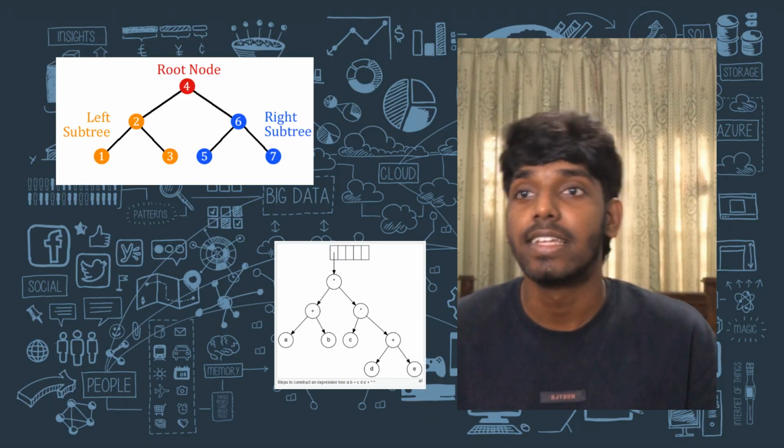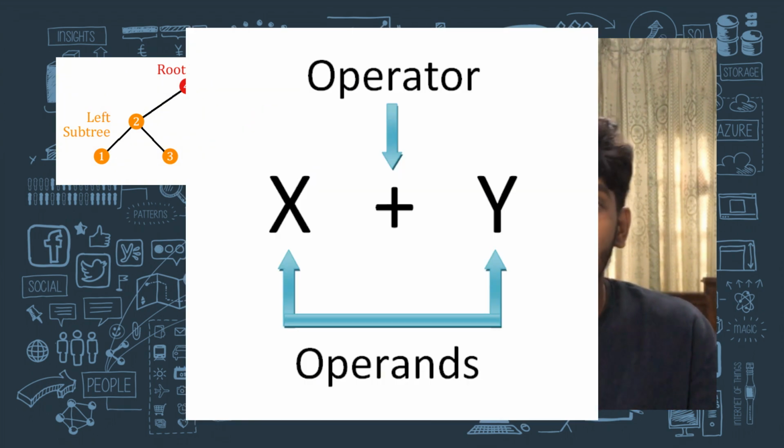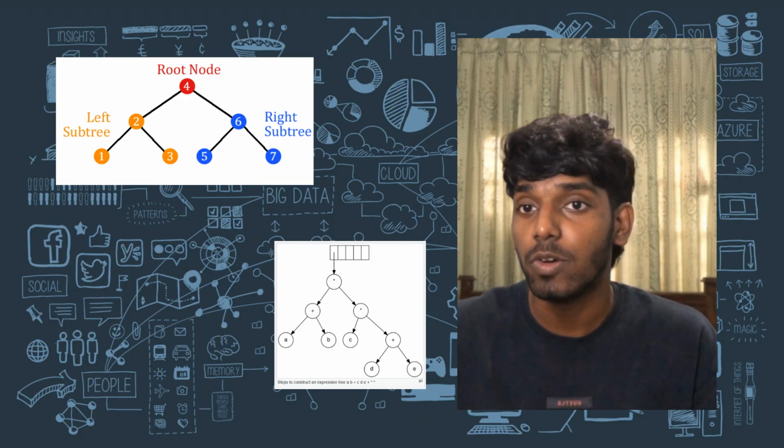Those are represented by internal nodes, while operands such as numbers, constants, or variables are represented by leaf nodes. Each operator node has two children which represent the left and right operand expressions. So every operator connects two operands or expressions.